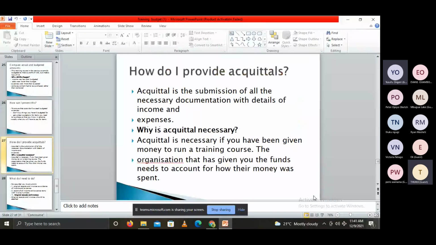There is something called acquittal. Acquittal is the submission of all the necessary documentation with the details of income and expenses. So it's like surrendering. After you have run the program for a month or 2 or 3 months or even for a year, by the end of it all, you must submit all the necessary documents. If you spend money, you definitely must have spent money on various activities. There must be a clear list of what was acquired and how much it cost. That evidence is very important.